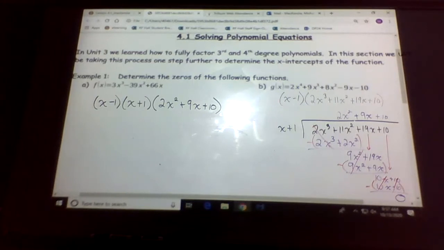Who has no idea what they did? Yeah, 1, okay, 2, 3, 4, okay. You guys don't remember? Okay, so I'm gonna show you the method I do.